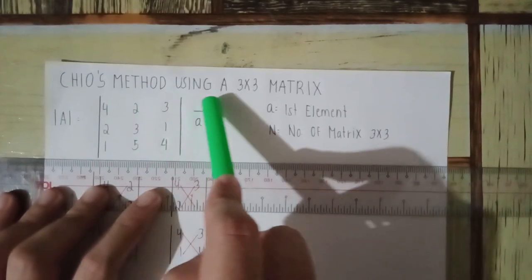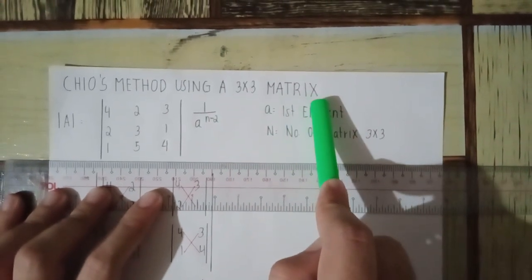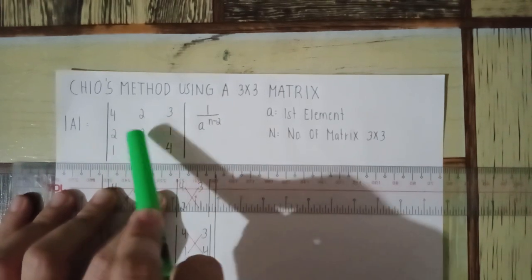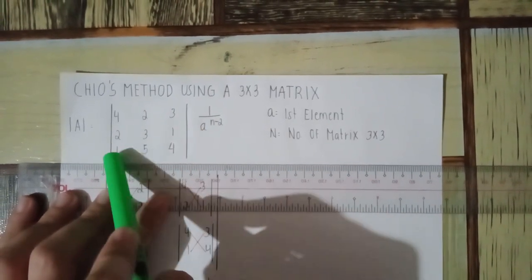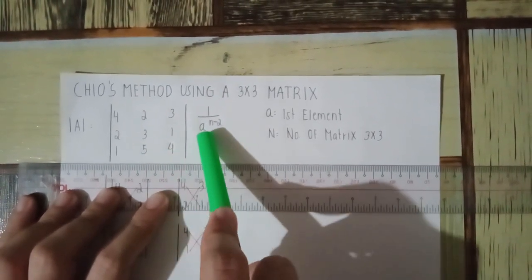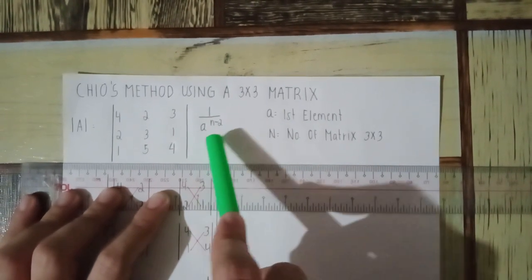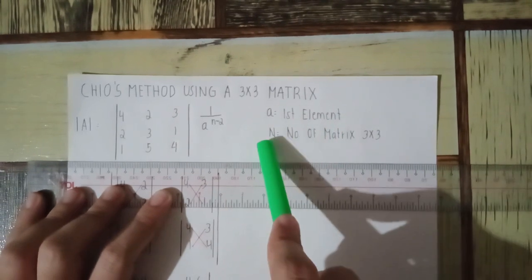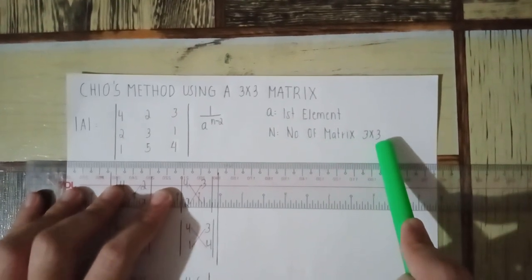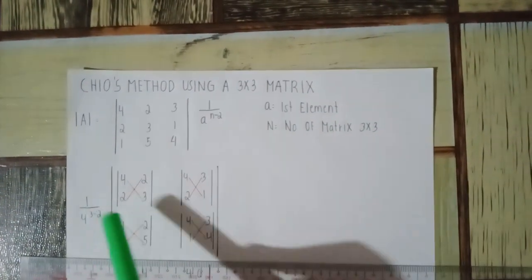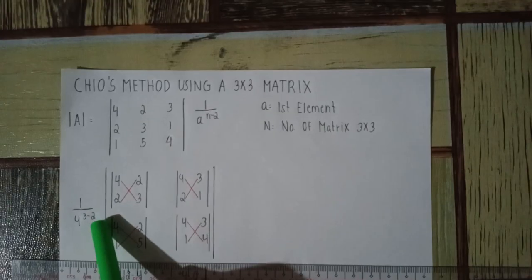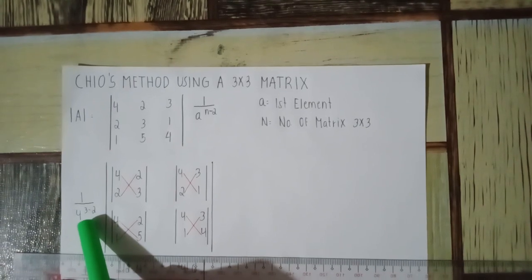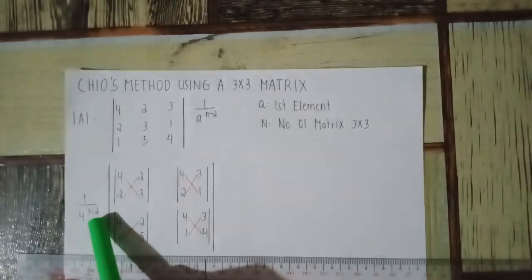Chio's method using a 3 by 3 matrix. The sample is first row 4, 2, 3, the second row is 2, 3, 1, and the last row is 1, 5, 4. The constant formula is 1 over a raised to n minus 2, where a equals the first element and n is the size of the matrix, 3 by 3. Next step is 1 over 4 raised to 3 minus 2. The 4 is the first element and 3 is the 3 by 3 matrix, and you copy the formula.